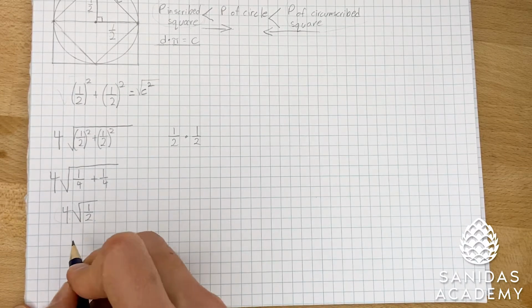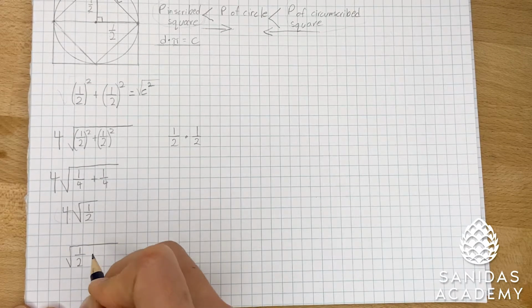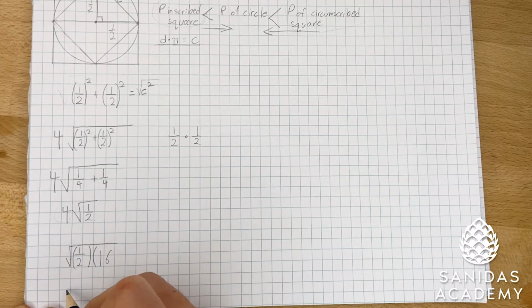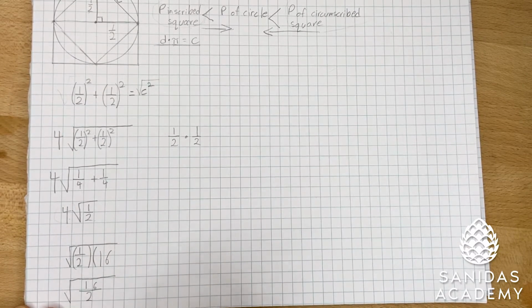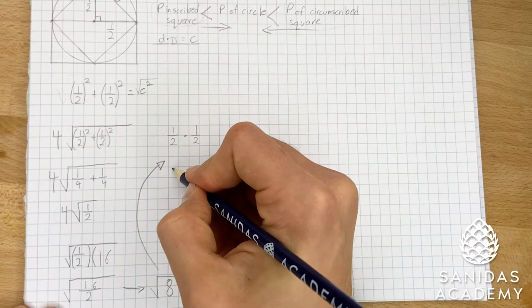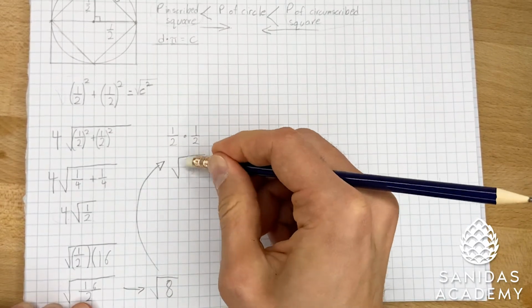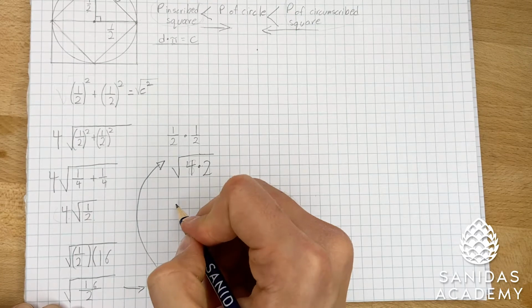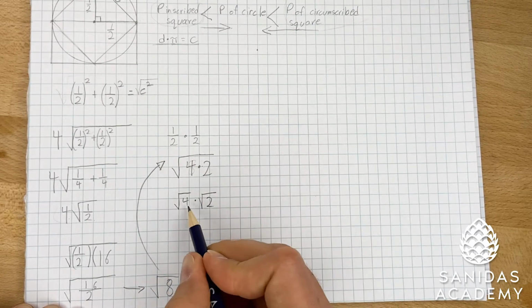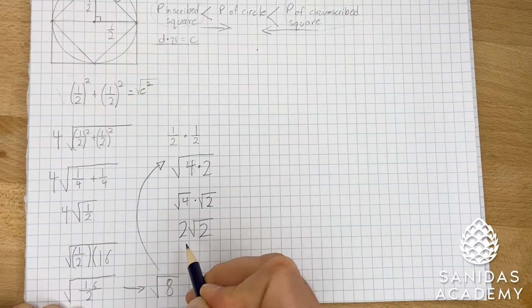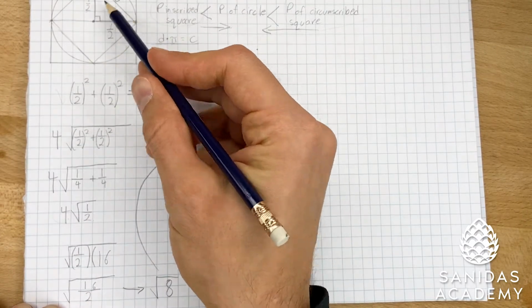So we have 4 square root of 1/2 is the same thing as square root of 1/2 times 16, or square root of 1/2 times square root of 16. Then we multiply across, and what we get is square root of 16 over 2. And this can easily be shown as square root of 8. Now we have square root of 8 over here. I'm going to bring this all the way up here. And that square root of 8 I'm going to turn into 4 times 2, because 8 equals 4 times 2. Now that we have square root of 4 times 2, we have square root of 4 times square root of 2, and we know that square root of 4 is equal to 2. So we have 2 square root of 2. And this is what? This is the perimeter of that inside square.